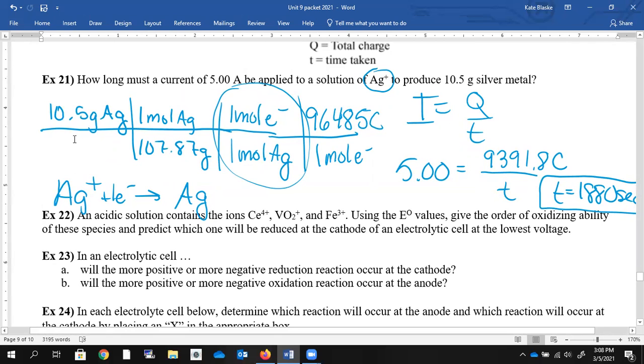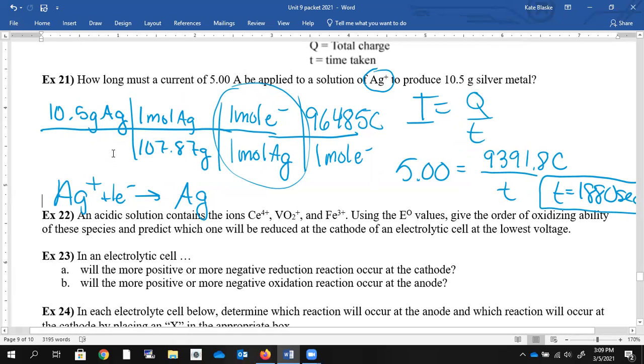Or it could be the other way around and say, hey, if you have this situation, if it runs this long with this amperage, how many grams of metal can you make? So this way, when they're asking for a time, we got to do our stoichiometry first and then use Faraday's law second. If they gave you time and current and then asked you for mass, we do this I equals Q over T first and then do the stoichiometry second.